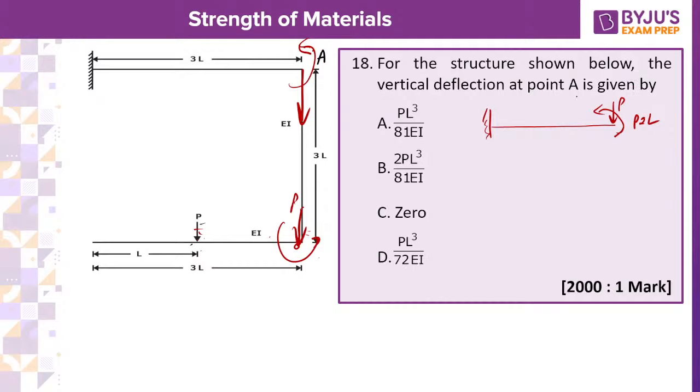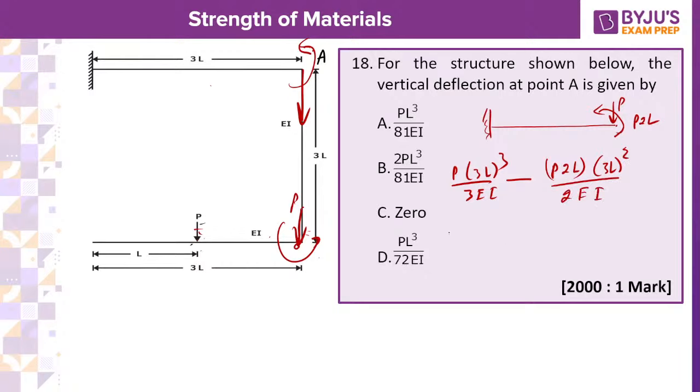He's asking what is the deflection at point A. Due to the concentrated load, you will get downward deflection, that is PL cubed by 3EI, where this length is 3L. So PL cubed by 3EI downward deflection. Then upward deflection, I will take as minus. This is a moment, and upward deflection due to the moment is nothing but ML squared by 2EI. What is M? M is P into 2L. And L squared, L is 3L, squared by 2EI.